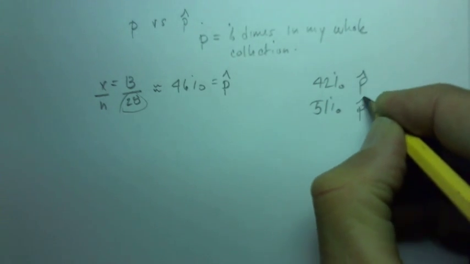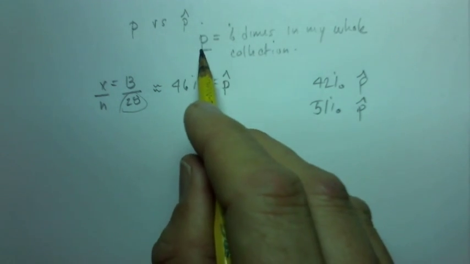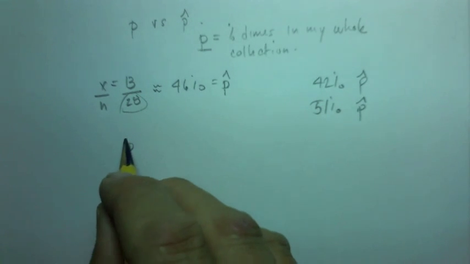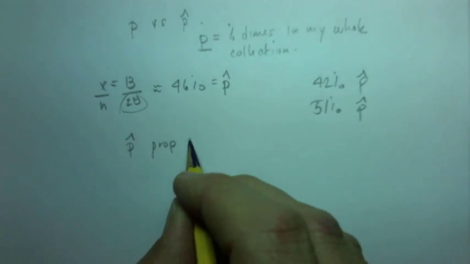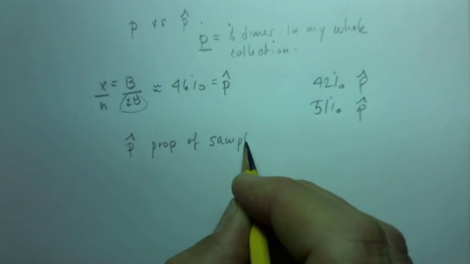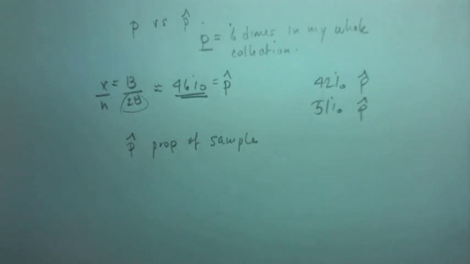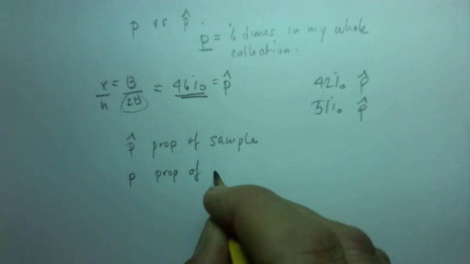Each of these would be a different sample proportion, but this population proportion would never change as long as I threw each sample back in before I took another sample. So that's the relationship between p and p hat. P hat is this proportion from the sample, and p hat is an estimate that tells me an idea of what p is. P is the proportion of the whole population.